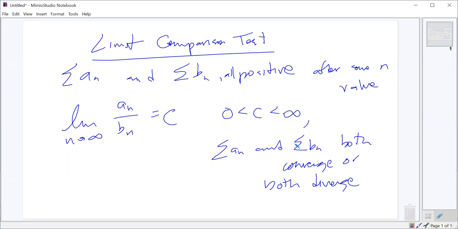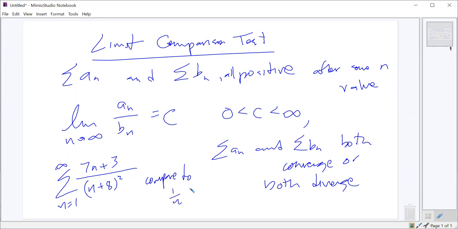There's tons of series that we know the convergence or divergence of. Usually the way we do that is, let's say we have the series, the sum from n equals 1 to infinity of 7n plus 3 over n plus 8 to the second power. We look at the degree of the numerator, which is 1 for n, and the degree of the denominator, which is 2. So this is one that we would compare to the series 1 over n.